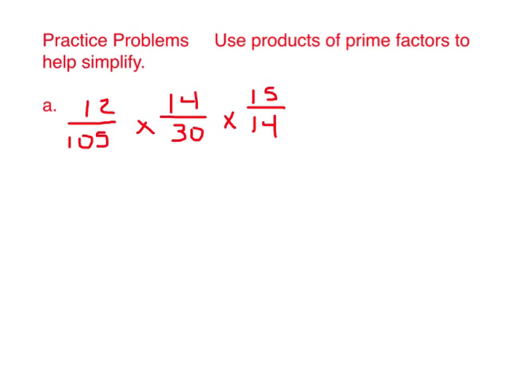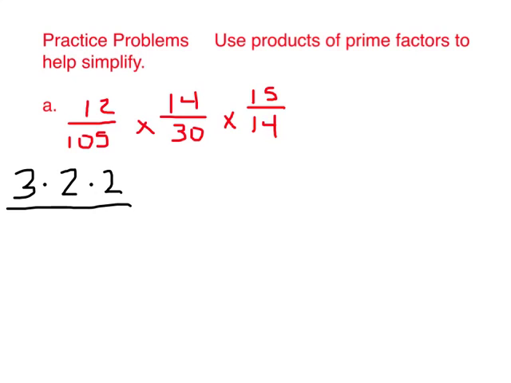Alright, and your directions say to use products of prime factors to help simplify. So we're going to break this down. 12 I know is 3 times 4. So we'll say that is 3 times, and 4 is not prime, so I have to break it down to 2 times 2.